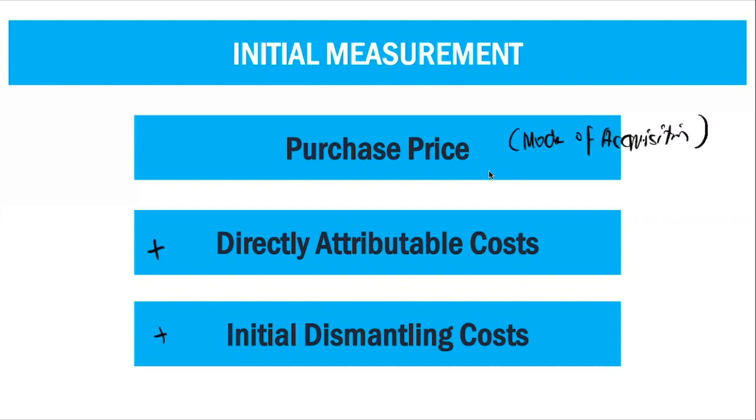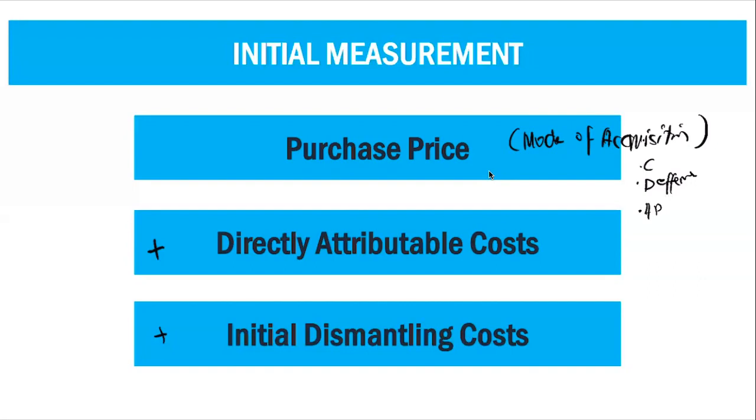But take note on your purchase price, please do not include your refundable taxes, especially VAT. So if ever there is a purchase of a property with VAT, you remove the VAT value. Okay? So for purchase price again, it is based on the mode of acquisition, whether it is through cash or a deferred settlement, deferred payment, or it is through an accounts payable, issuance of shares, bonds, exchange, etc. We will discuss that as we go through.